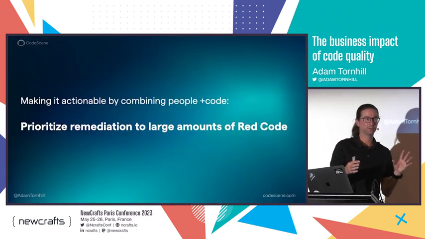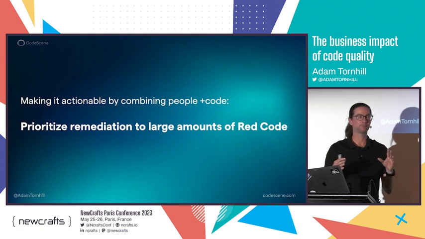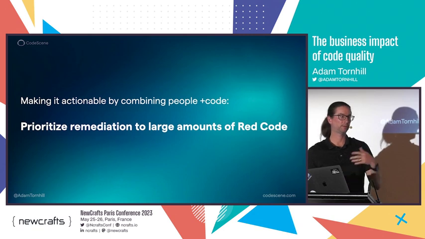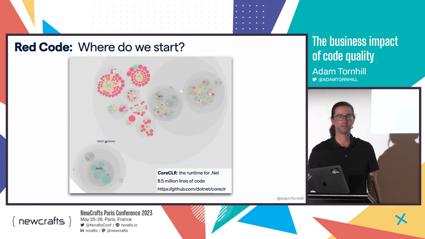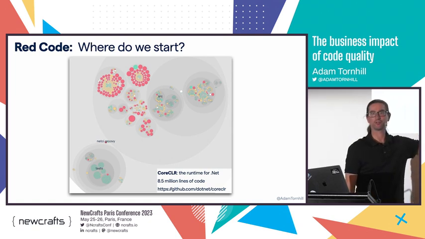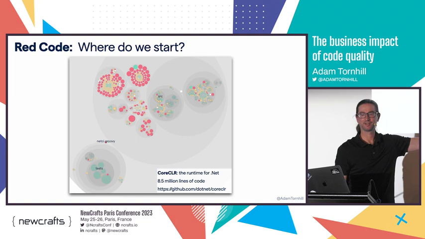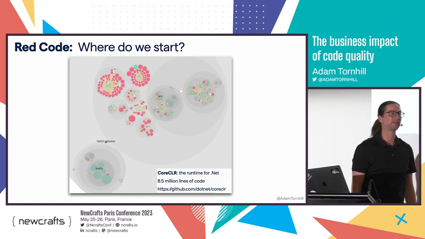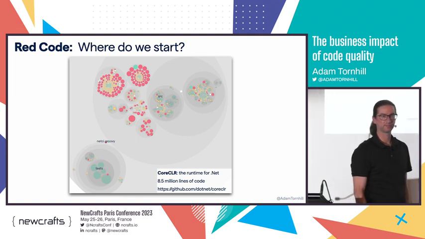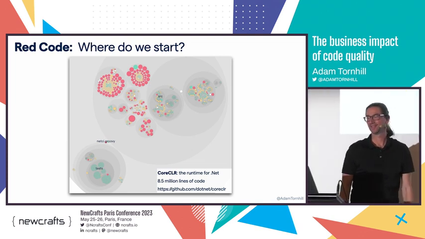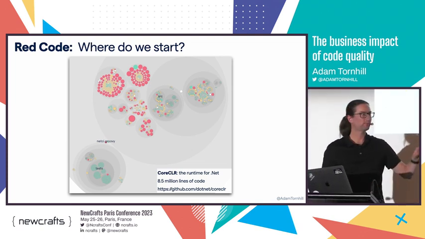Now, with the code quality part covered, I'd like to return to one of the problems I skimmed over earlier, and that is how to prioritize improvements to large amounts of complicated code. So, do you remember this one, the Core CLR, right? 8 million lines of code. And not only that, it's 8 million lines of C++, right? So that's pretty scary. Now, how do we approach this?